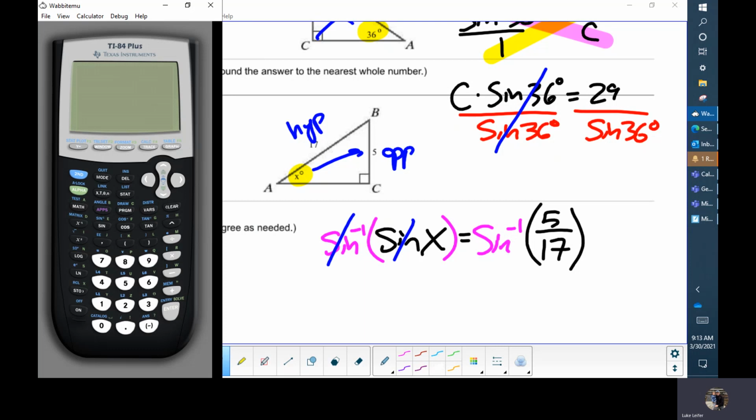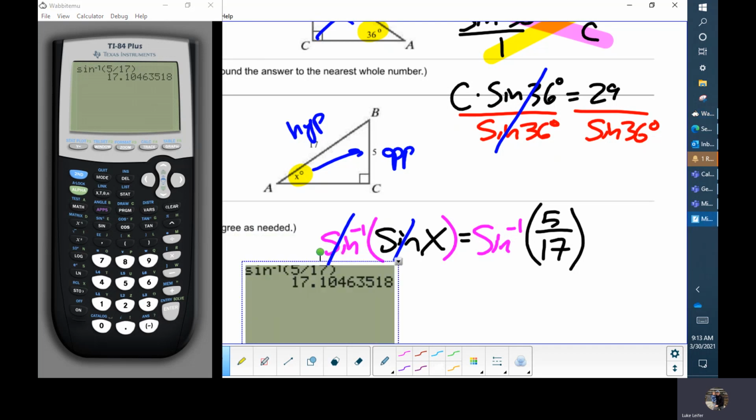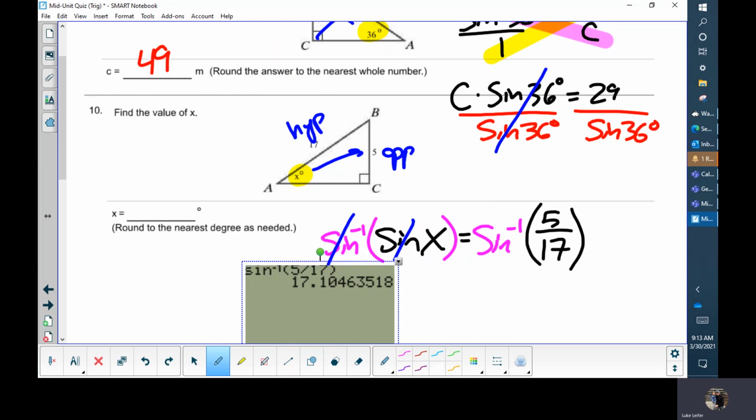Clear. Second sine. You can't do to the negative power of 1 like that. Don't caret -1. You actually have to find a button that has that little -1 power. And there's my final answer. It says round to the nearest degree, 17 degrees. Hopefully that helps.